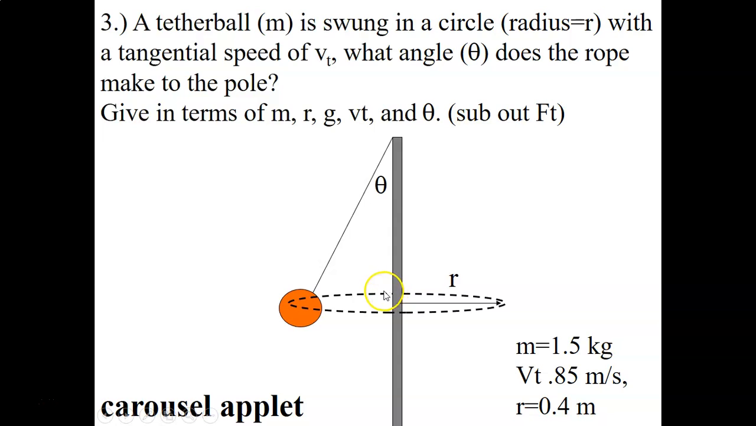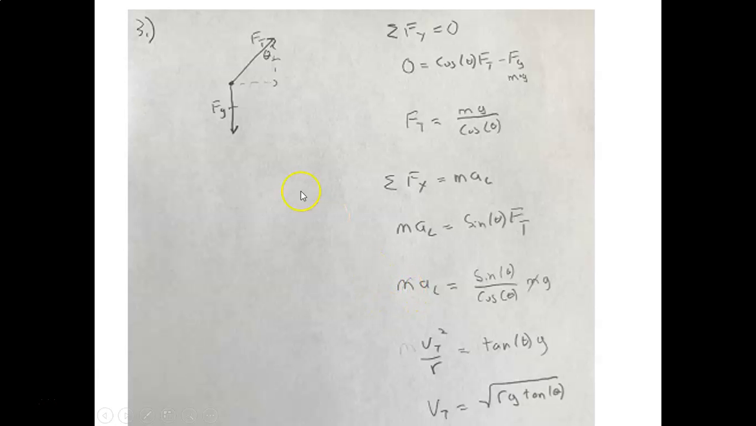So when we're trying to figure out what is the angle theta that it makes with the pole, with mass m, we're going to start with a free body diagram. There's only two forces acting on the tether ball. We've got gravity down, and we've got the force of tension coming up at a diagonal, making an angle theta. Now, in order for this to be traveling in uniform circular motion, the forces in the y direction have got to cancel, and the x force has got to be the centripetal force.